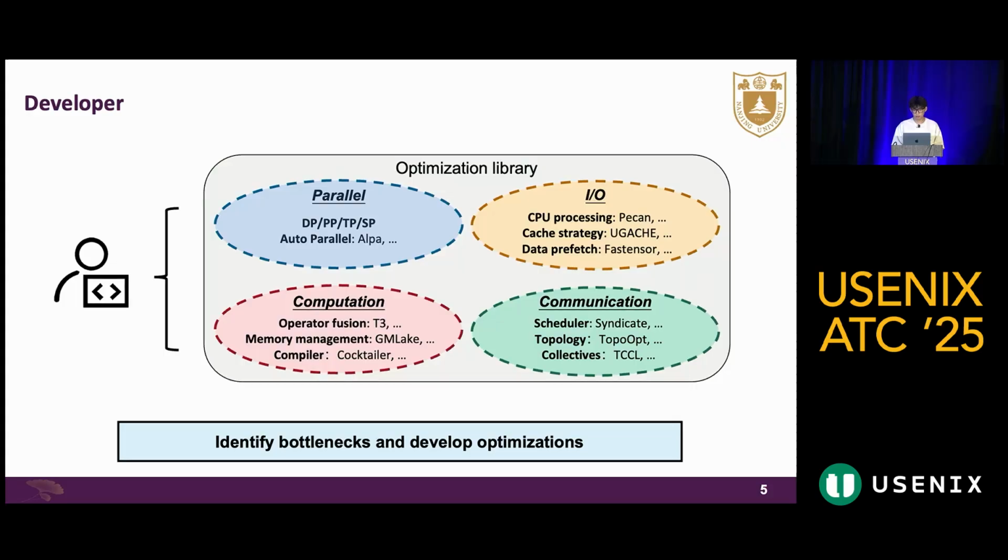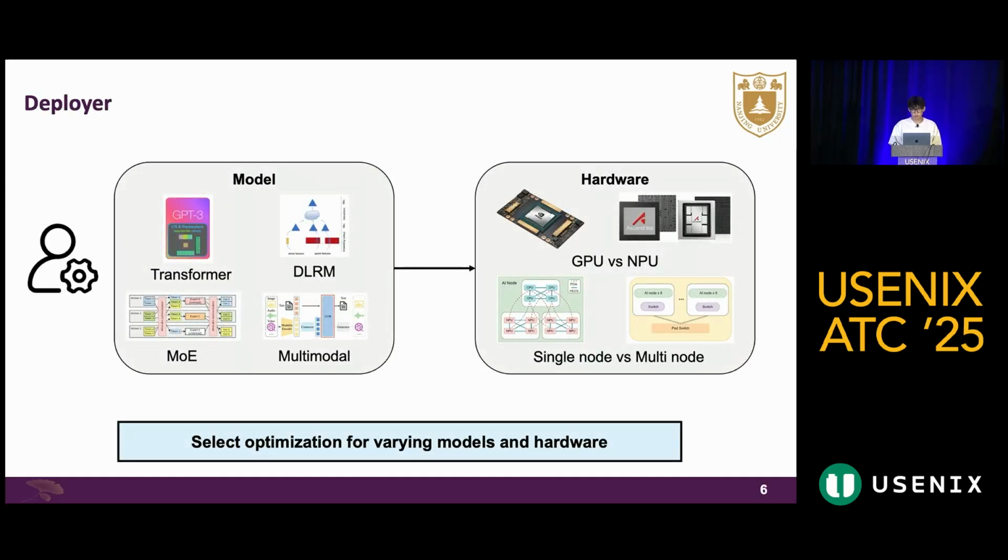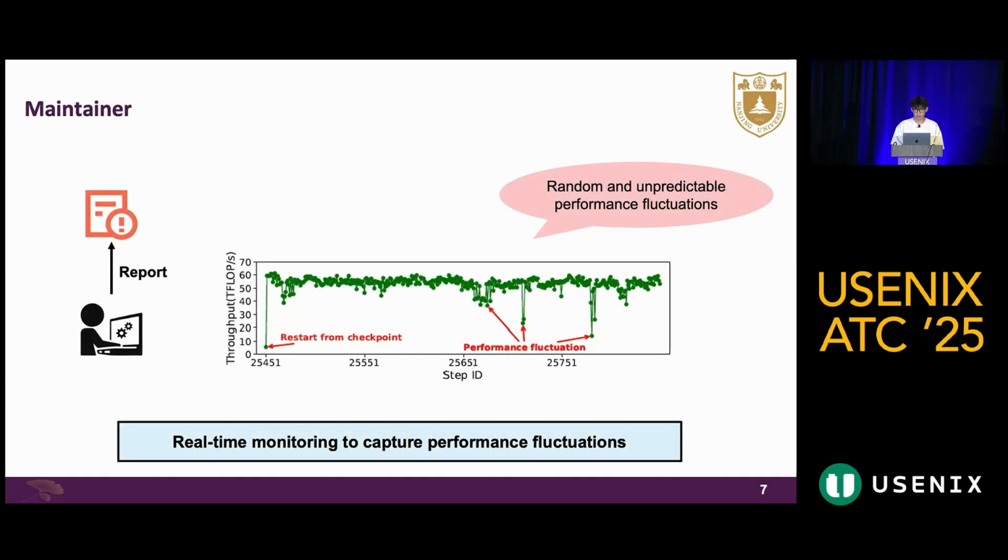First, developers must identify specific bottlenecks that limit training efficiency, and then design targeted optimizations to mitigate them. Next, deployers must analyze the bottleneck and select appropriate optimizations for varying models and hardware to achieve expected training performance. Finally, the maintainer is responsible for monitoring real-time training, capturing random and unpredictable performance fluctuations, and identifying the underlying causes.